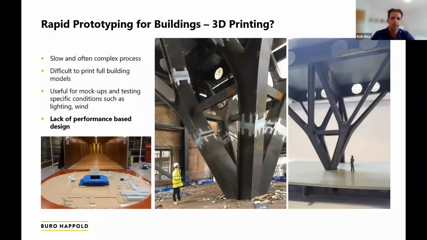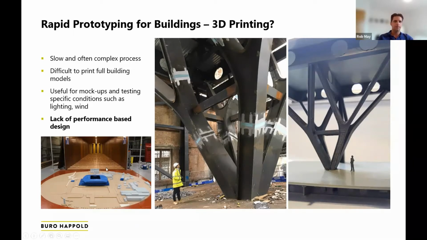Scale is a bit of an issue, and this example on the right-hand side is great because we've got a 3D printed person next to this huge piece of steel, but it's not really telling us anything beyond that. It's not as if we can test this small scale model for how strong the steel is because it's not scaled. So 3D printing and rapid prototyping in the wider sense isn't actually the complete picture we need for buildings. There's therefore a lack of performance-based design. We can't test the 3D prints.